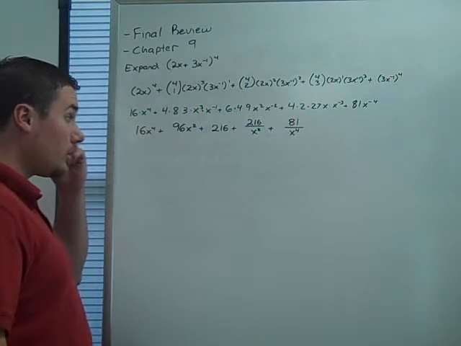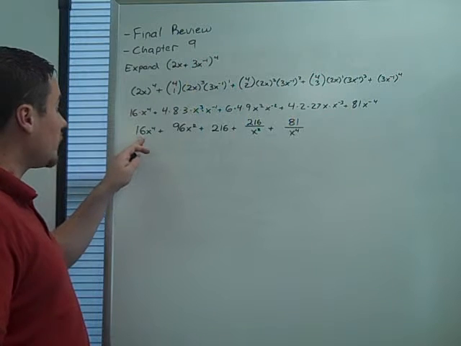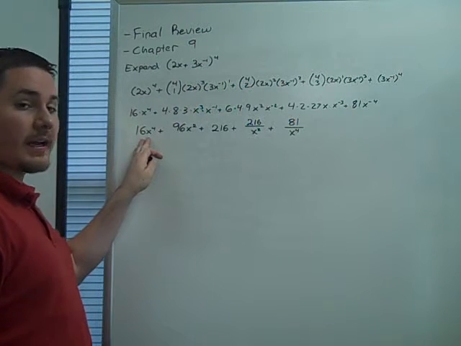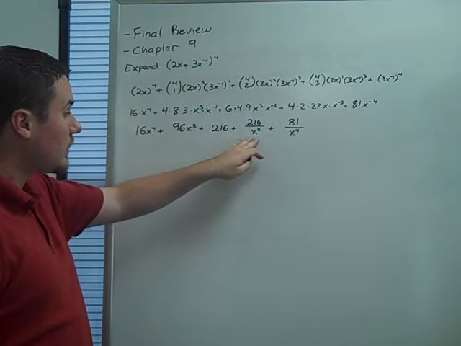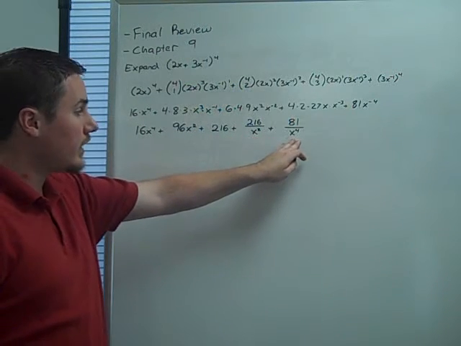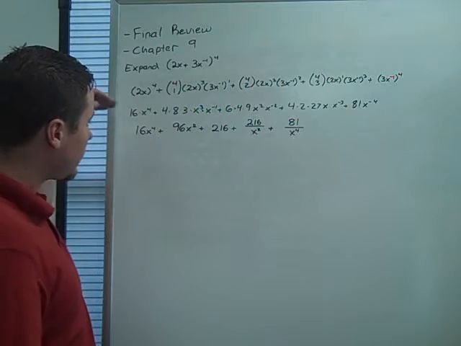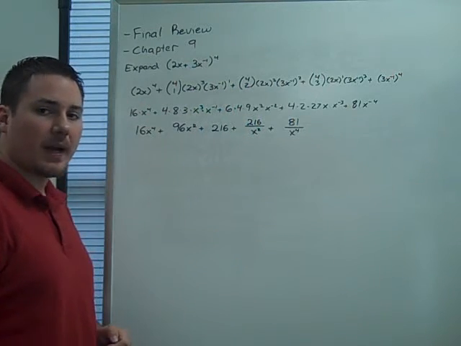Now, I want to note the progression of x and its exponents is downwards. You have x to the fourth, x squared, constant, x to the negative 2, and x to the negative 4. So there's this downward slope of powers of x.